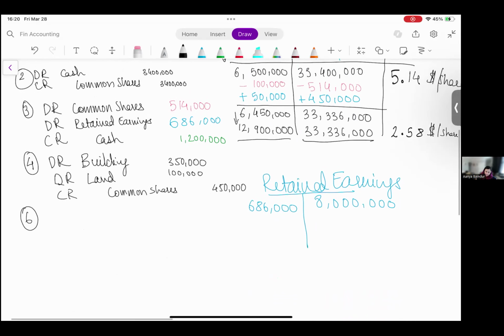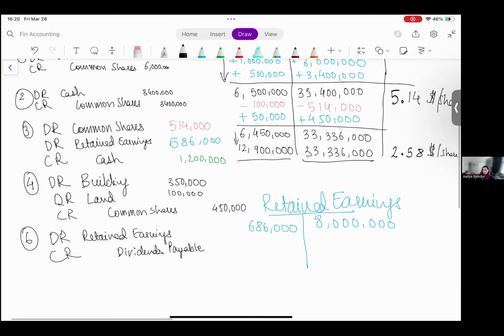So when you're declaring it, the journal entries involved are you'll be debiting retained earnings, and you'll be crediting dividends payable. Remember, retained earnings is the amount of money that the company makes over the course of its operation. It's all the money the company has made over its lifetime. And out of the money that we've made, we'll be paying out the shareholders some amount.